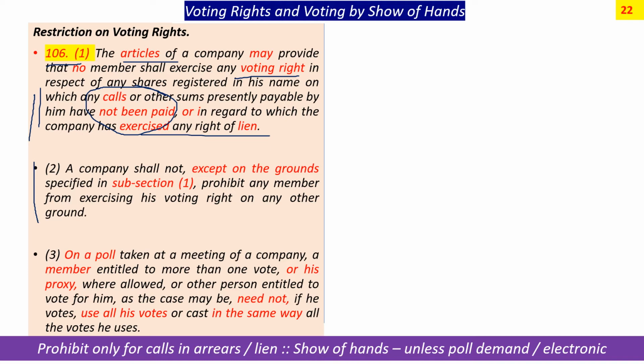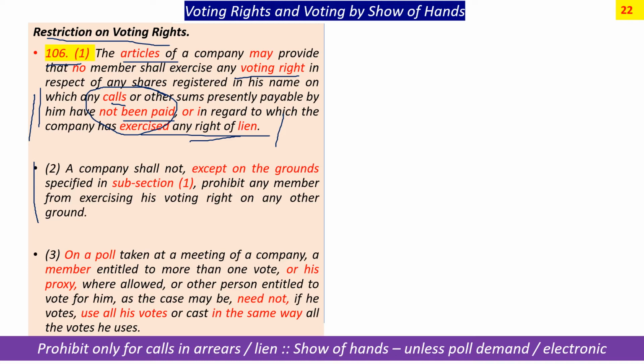The voting right can be taken away by the company only when the calls have not been paid and there is a lien exercised by the company. Other than this ground, there cannot be any restriction on the voting rights of members.